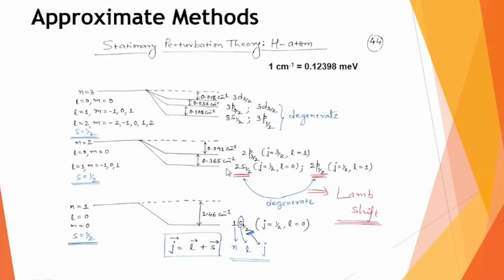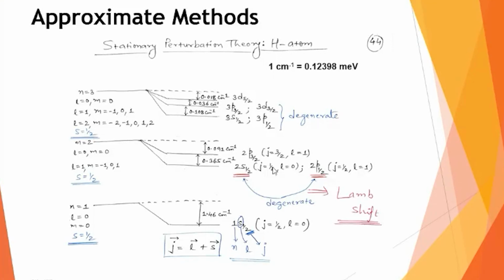Similarly, if I go to this energy state, the lowest energy state of the first excited state, it is made up of now two states. It is still doubly degenerate states, 2s half and 2p half. You can see this 2 indicates it's a first excited state.